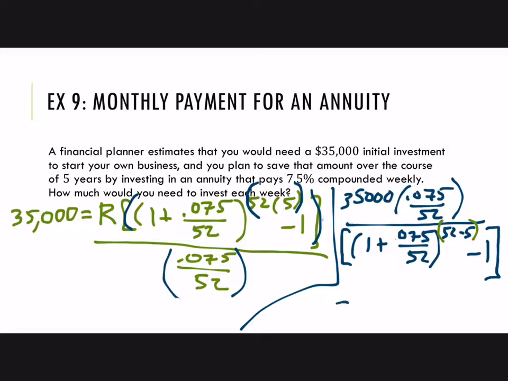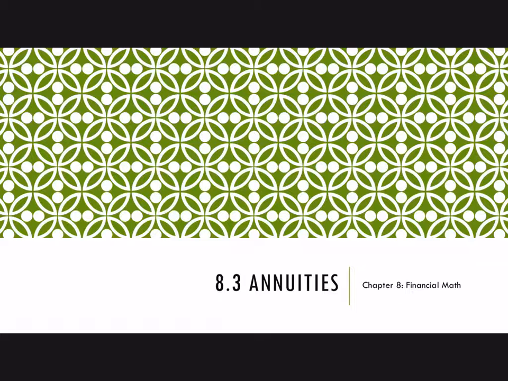I tried it this way and I'm getting 111.044, so that rounds to $111.04. Alright, that's it for annuities. So you might want to try some extra examples.